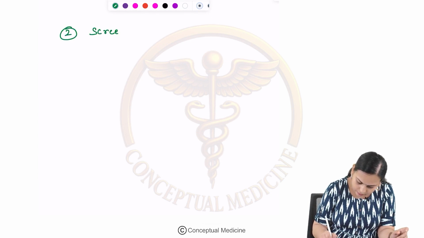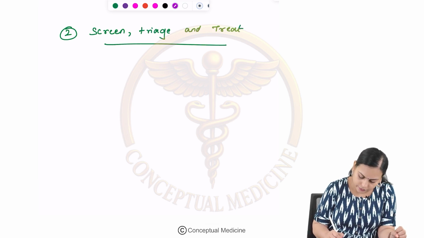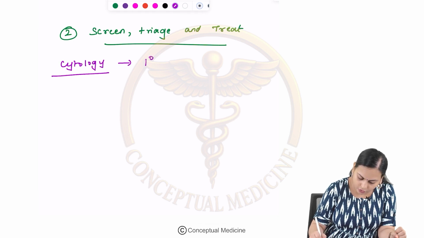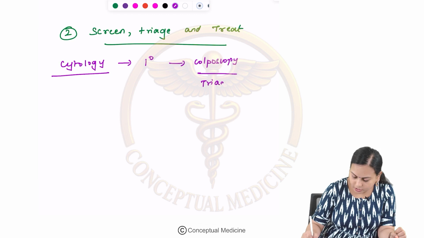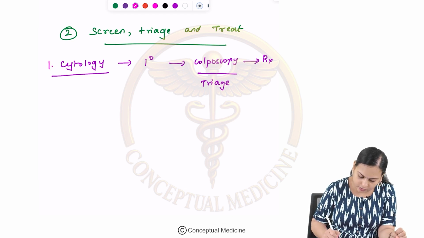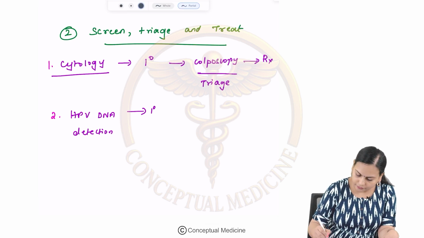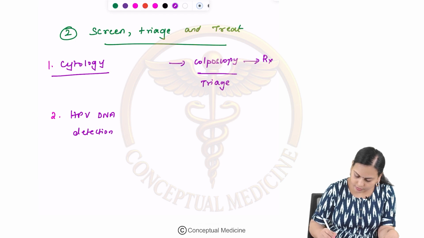Right. Now, the next approach is the screen, triage and treat approach. In this we can use cytology as a primary screening test, followed by colposcopy for triage, then this will be followed by treatment. So this is one option. The next option is we can use HPV DNA detection as the primary screening test. I am confusing you, right? So I will write it like this. So this will be used as a primary screening test.